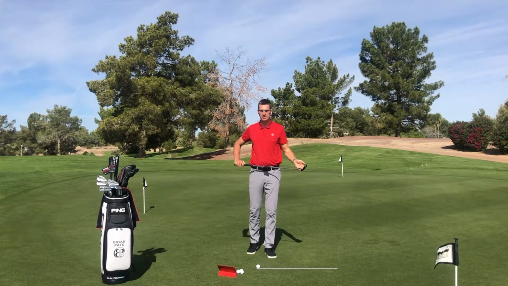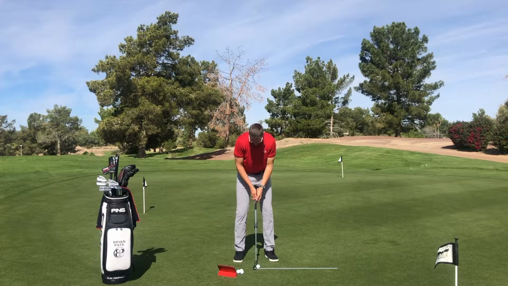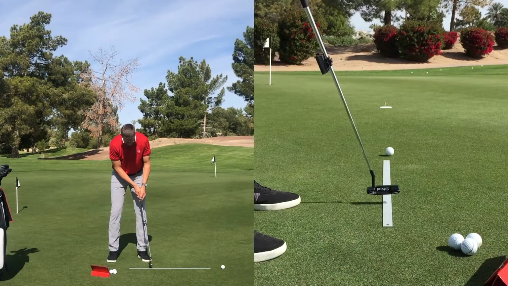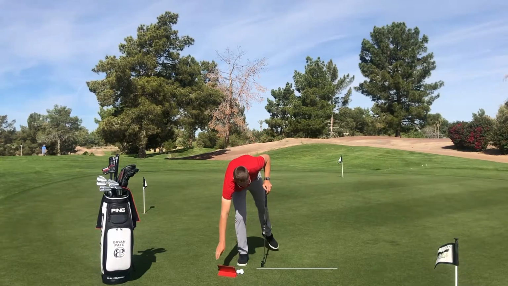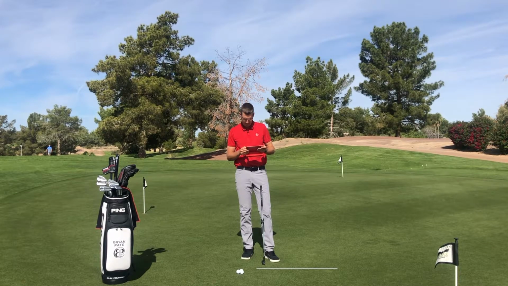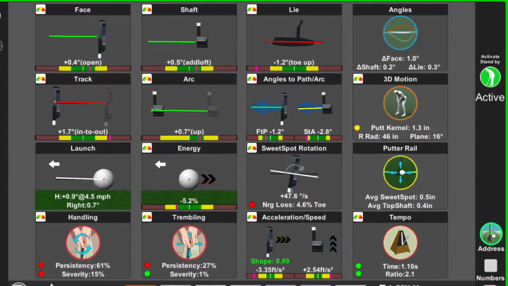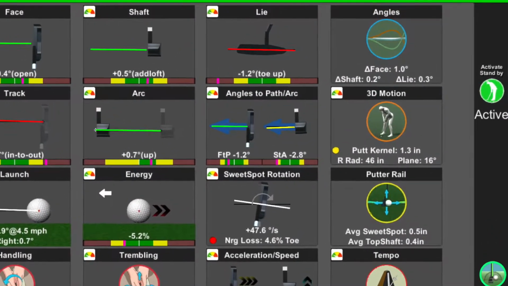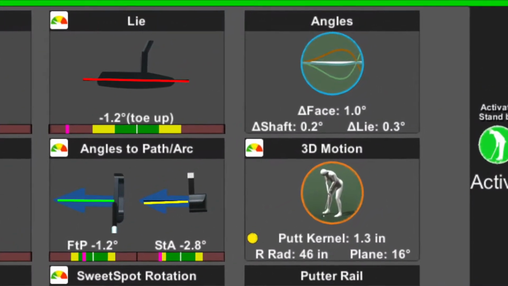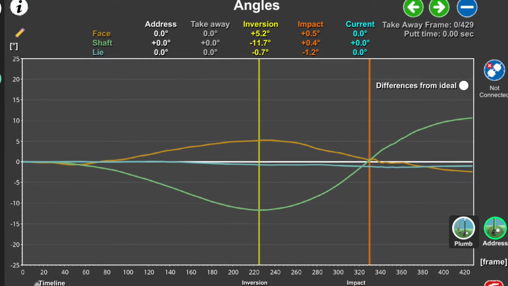Bryan Pate here. Let's take a look at the angles tile on our CAPTO unit. Let me go ahead and roll a golf ball down this ruler so we can take a look at what's going on. So as we look at the main screen, we'll see our angles tile, and it's going to give us a triangle, and it's going to say face, shaft, and lie angle. What that is, that's going to be the change and the difference over time of the stroke from the ideal curve.